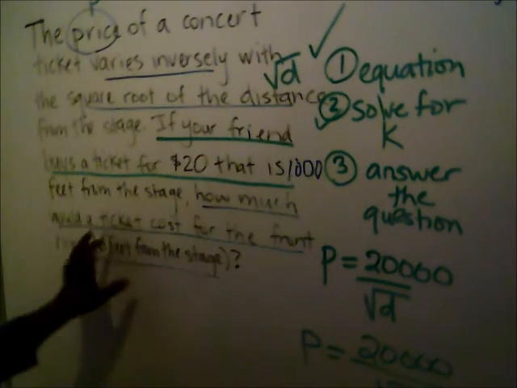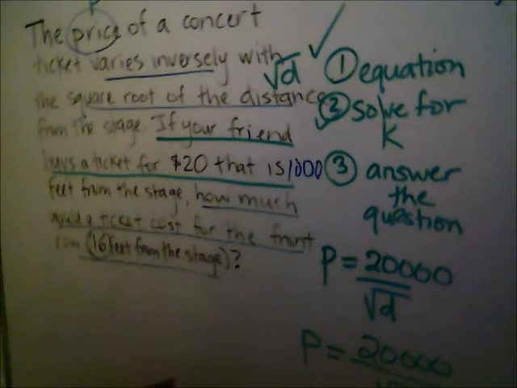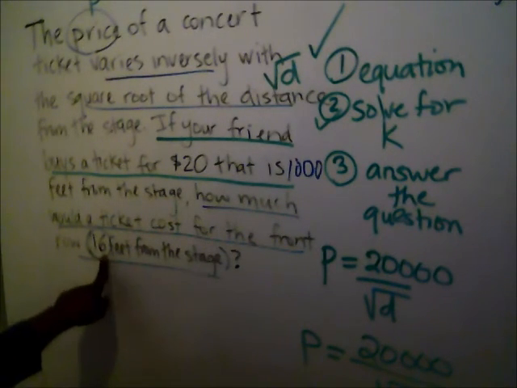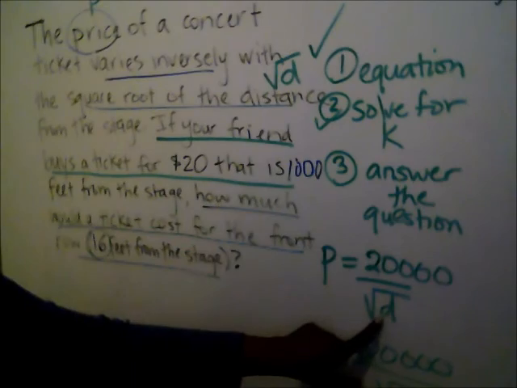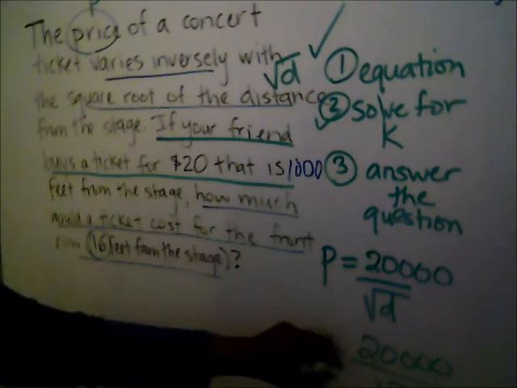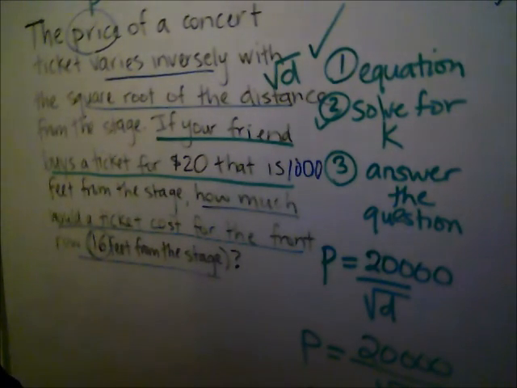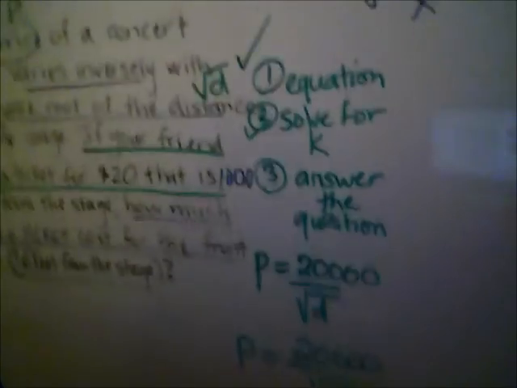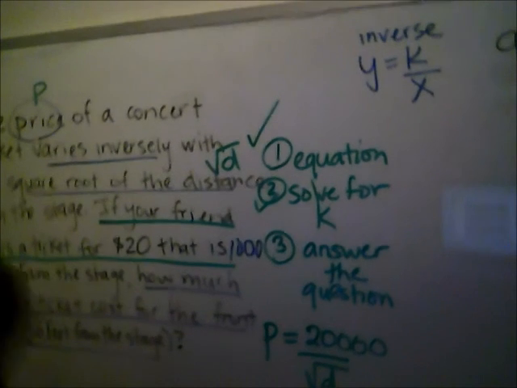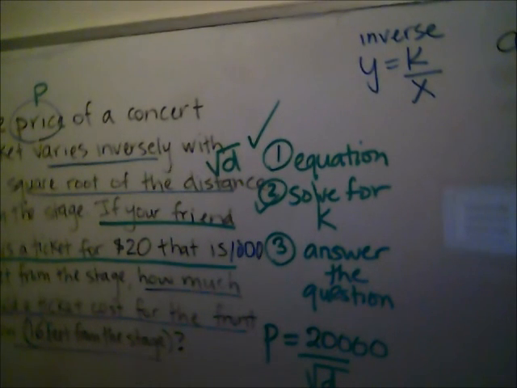And then finally, the last thing we can do is actually answer the question. And we can do that by taking whatever number they give us, plugging it into our equation with the K value that we found, and using that to solve for P. So hopefully that is helpful to review for section 9.1, which should be the only section on your quiz.